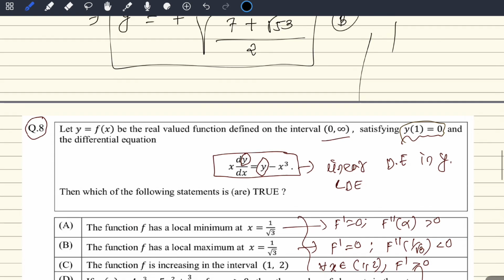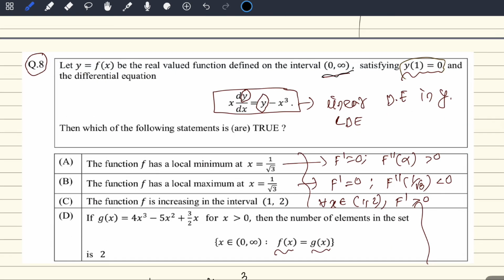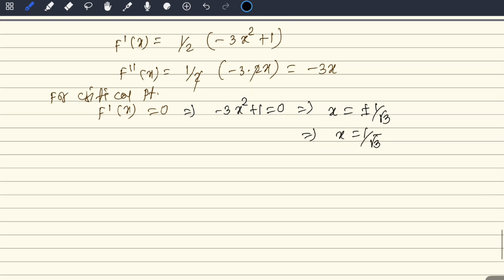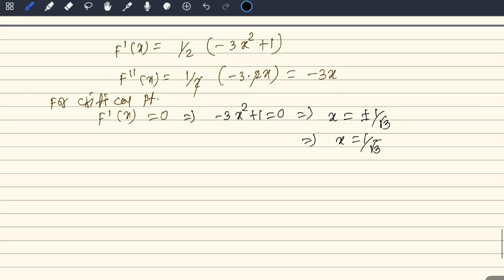But if you check this question, the domain is the open interval 0 to infinity. That means positive real numbers, so x can't be negative. This implies x is 1 by root 3. So for sure 1 by root 3 is the critical point. At that point a maximum or minimum may exist. For that we need to check the double derivative. We are doing this for option A. So the double derivative at 1 by root 3.